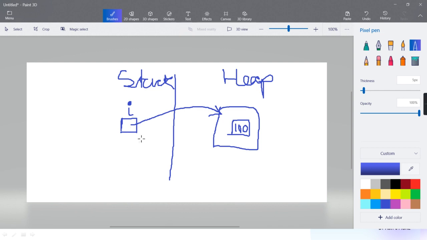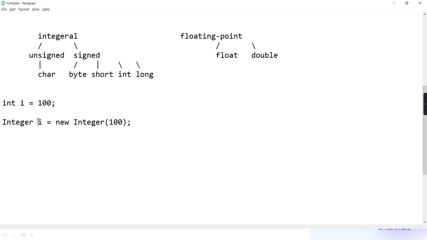Okay. Now, can you differentiate? If it is primitive, this thing is not going to happen. Directly some 4-byte memory is allocated, 100 is stored in it, and now directly that memory is going to have name I. This will happen when it is primitive. It's not an object. But when it is an object, what happens? It creates a reference variable. Is this I going to be a reference variable?